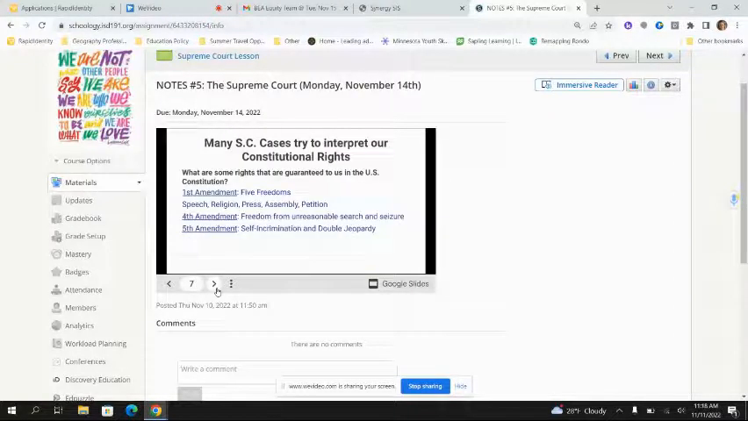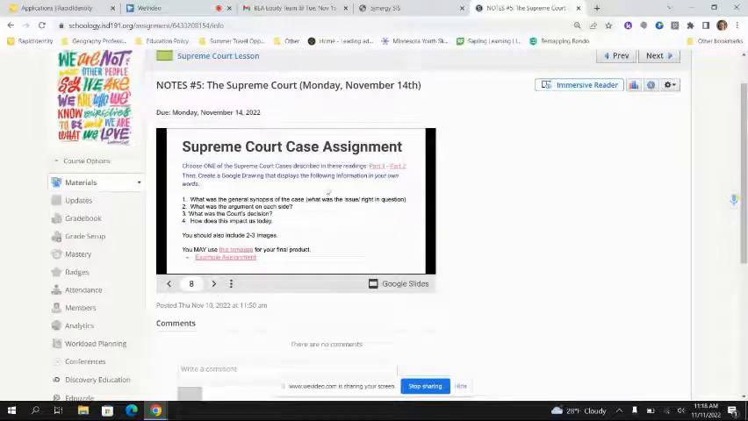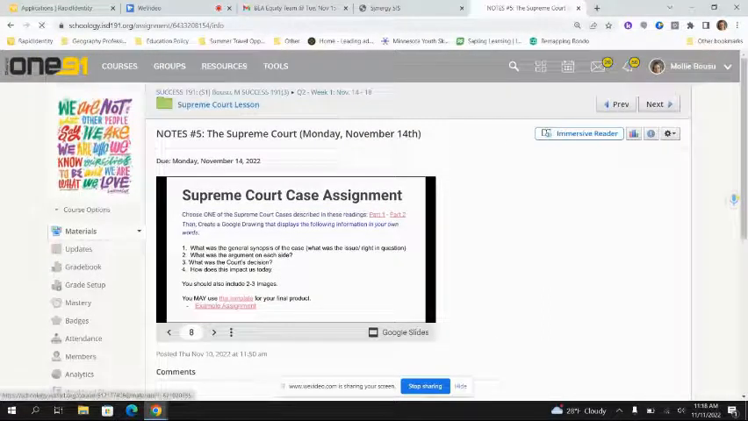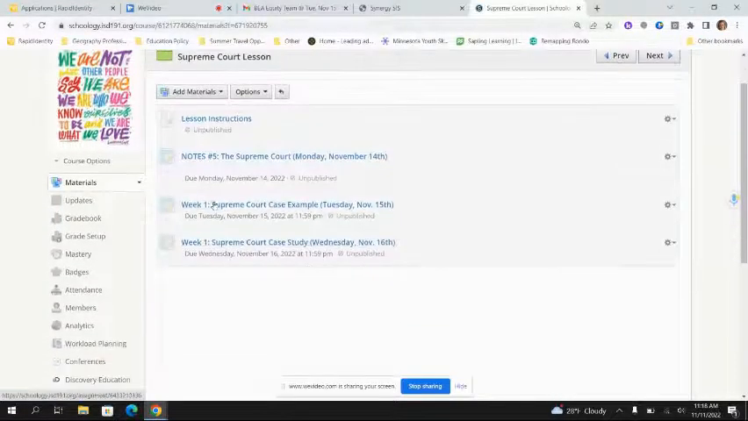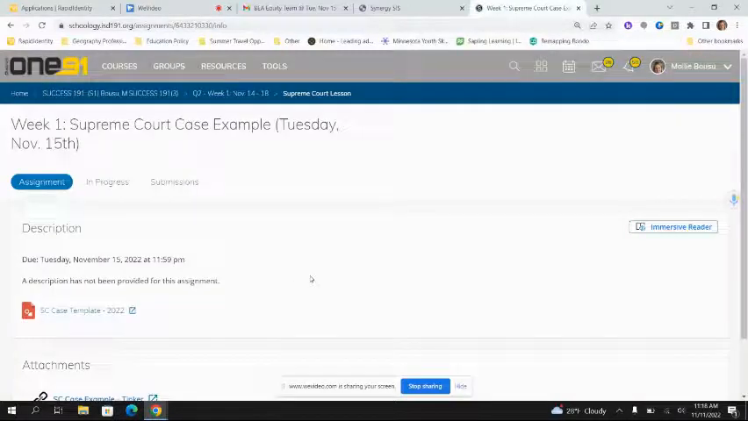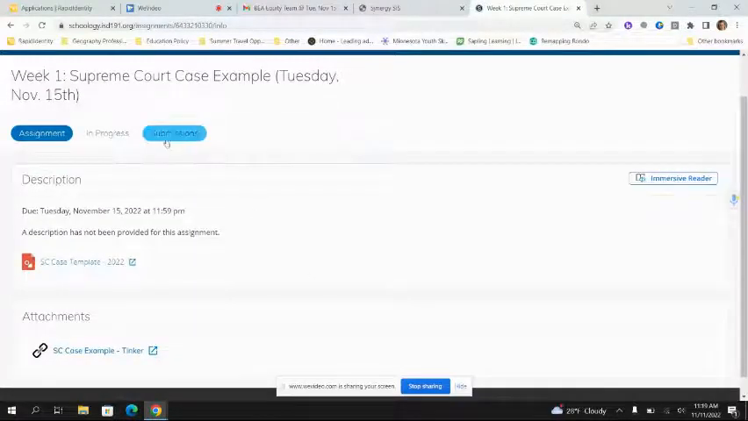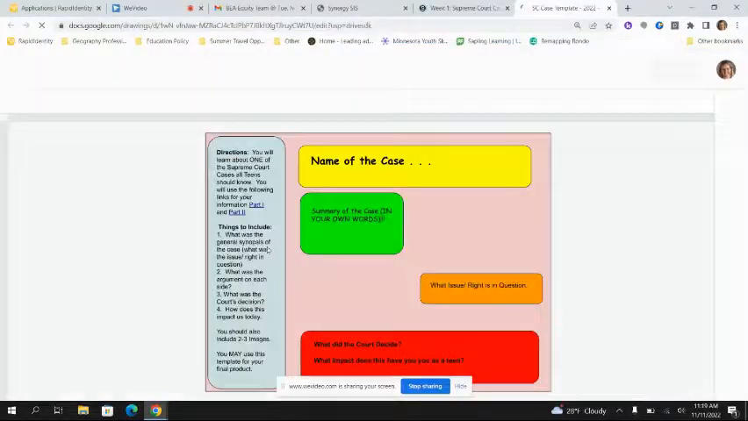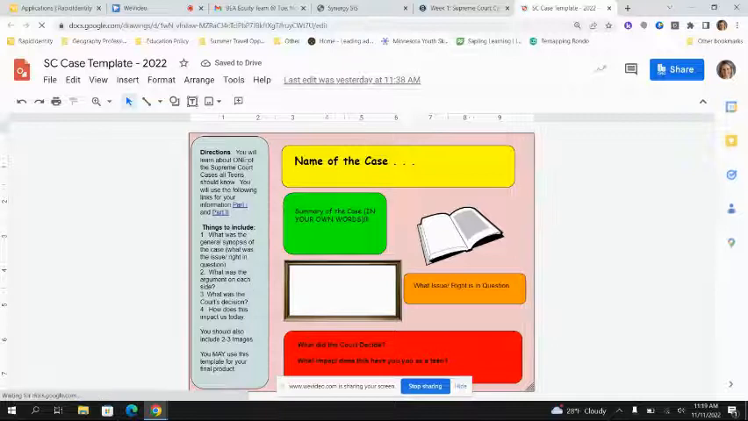Then you are going to have a Supreme Court case assignment where you're going to be analyzing a single Supreme Court case. That is the next part of this lesson. So then you're going to go to this Supreme Court case example. You are going to open this up. You're going to be learning about one Supreme Court case that all teens should know.